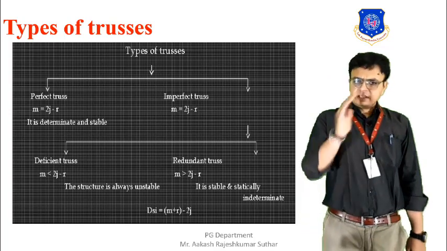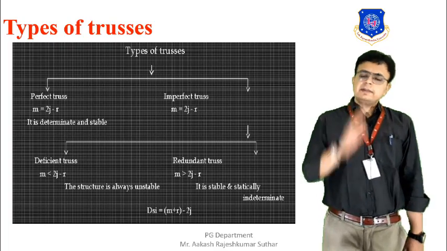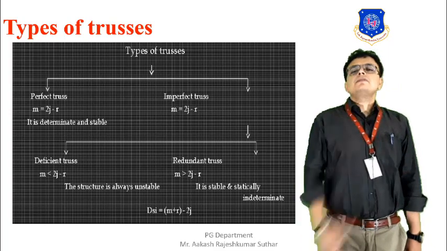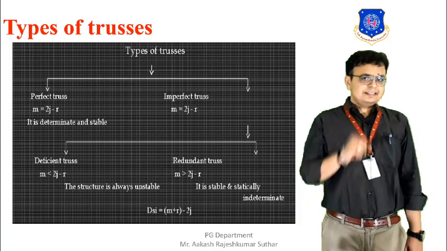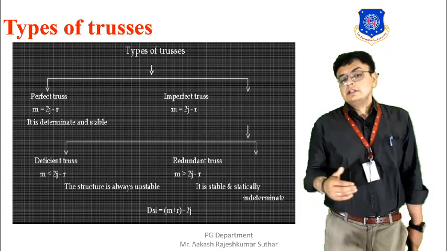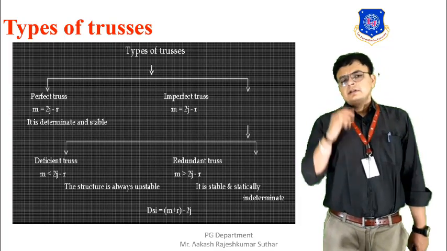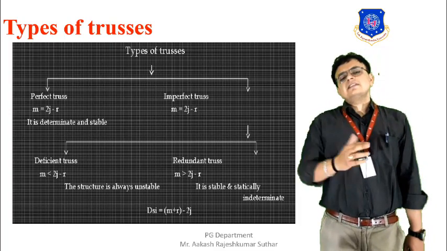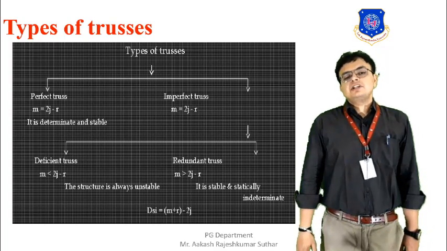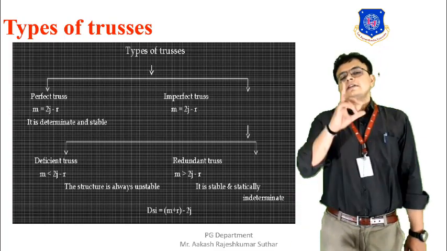But if m is not equal to 2j minus r, then such a truss will be considered an imperfect truss. There is a further subdivision of the imperfect truss. Let's see what they are. The imperfect truss is classified into two categories, the deficient truss and the redundant truss. When m is less than 2j minus r, the truss is considered a deficient truss, and if m is greater than 2j minus r, then it is a redundant truss.